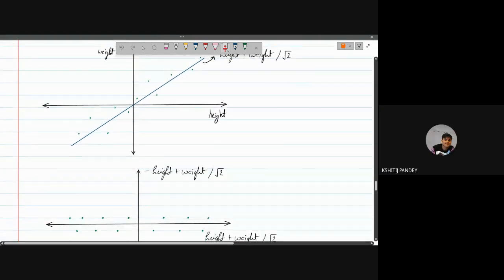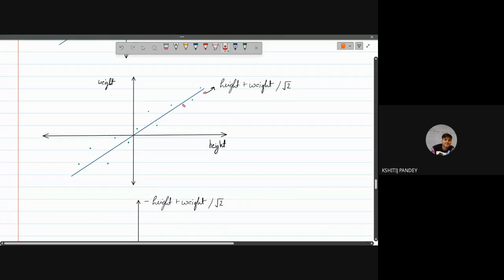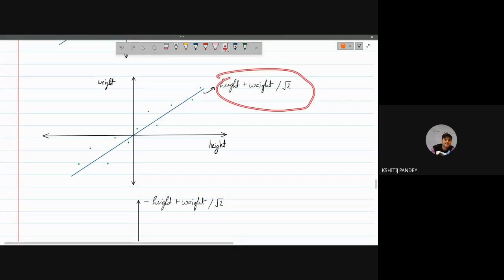Now let's say this is the data, this is the best fit line for the data, and this is the equation of the line. So now we can do one thing. This line represents the best direction in which the combined variance of height and weight can be captured.